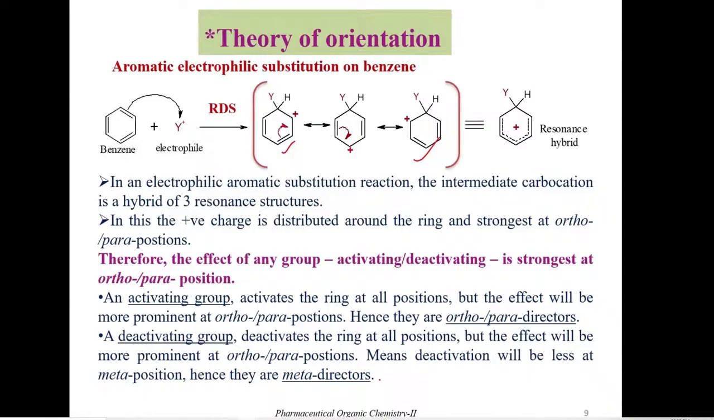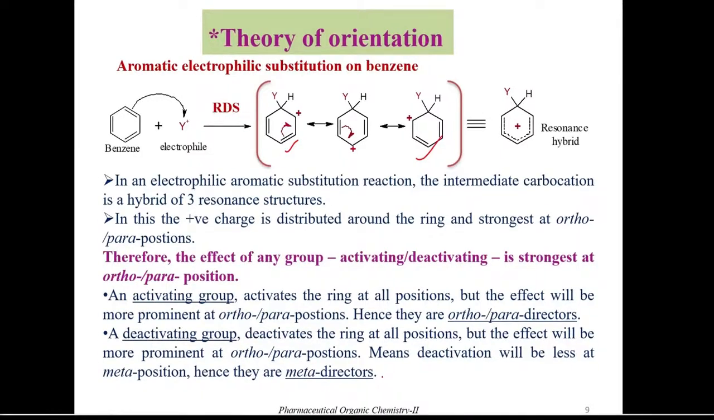Whenever a deactivating group is present on the benzene ring system, it deactivates the ring at all positions. But its deactivation is more prominent at ortho as well as para positions. That means its deactivation will be less at meta position. It is because of that reason, whenever deactivating groups such as nitro are present on the benzene ring system, they direct the next incoming group to meta position. Hence, the majority of the deactivating groups are meta directors.